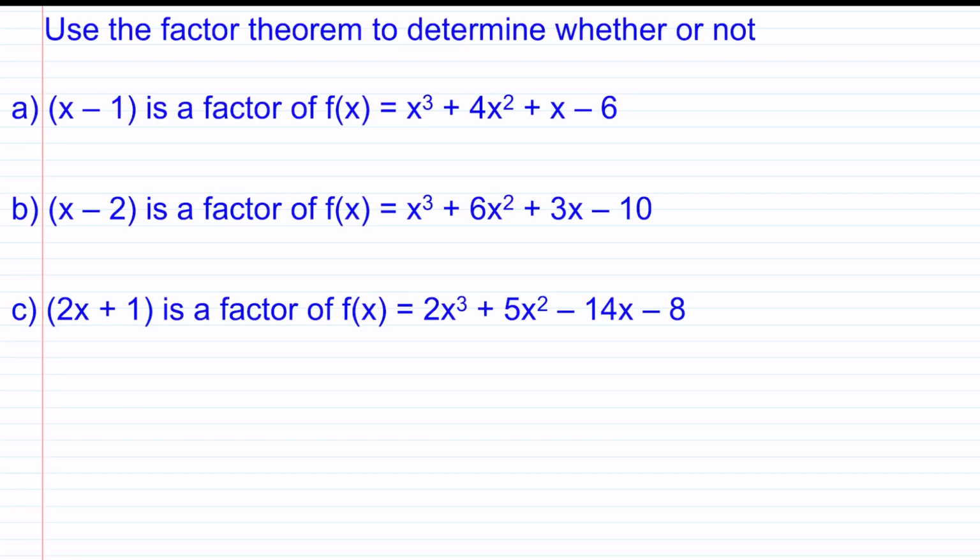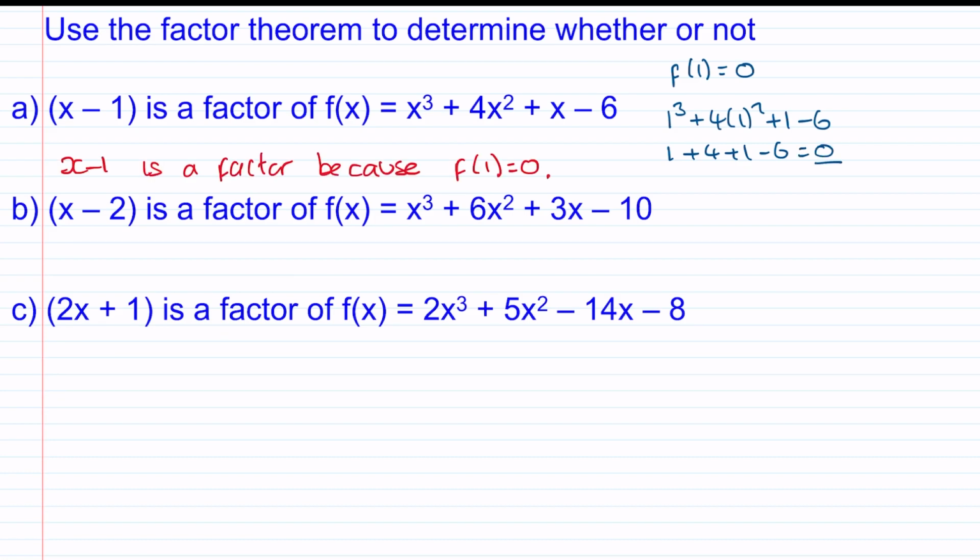So now we can use the factor theorem to see if x minus 1 is a factor of f of x, which is x cubed plus 4x squared plus x minus 6. And if it is a factor, then f of 1 will equal 0. So we'll substitute 1 into our cubic in place of x. We have 1 cubed plus 4 lots of 1 squared plus 1 minus 6. This is 1 plus 4 plus 1 take away 6, which is 0. So what we can say is x minus 1 is a factor because f of 1 is equal to 0.